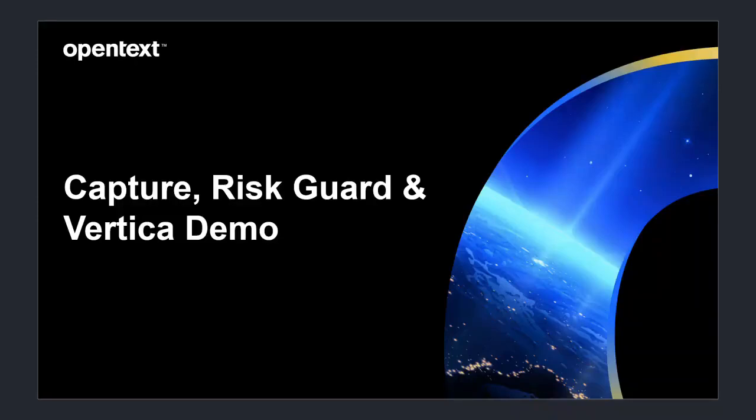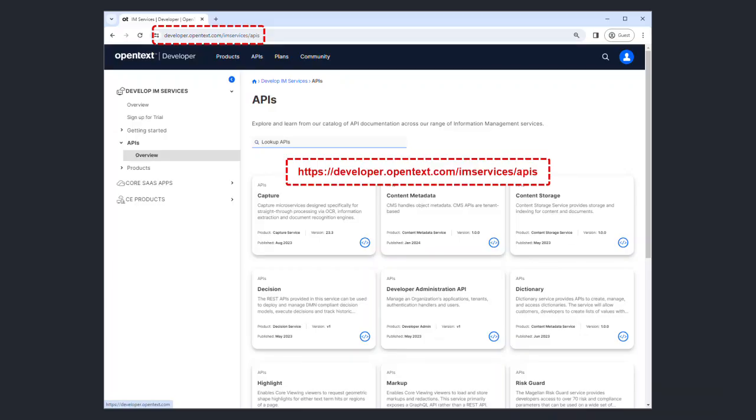This video shows you how to set up and run the sample application that is built using Capture and RiskGuard APIs and the Vertica Analytics Database. The Capture and RiskGuard APIs are part of the OpenText Thrust Services, previously known as IAM Services or Information Management Services.